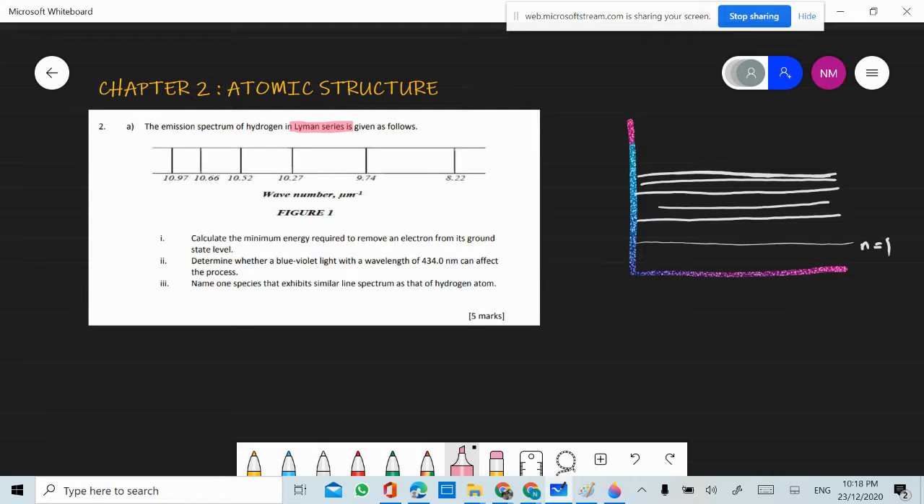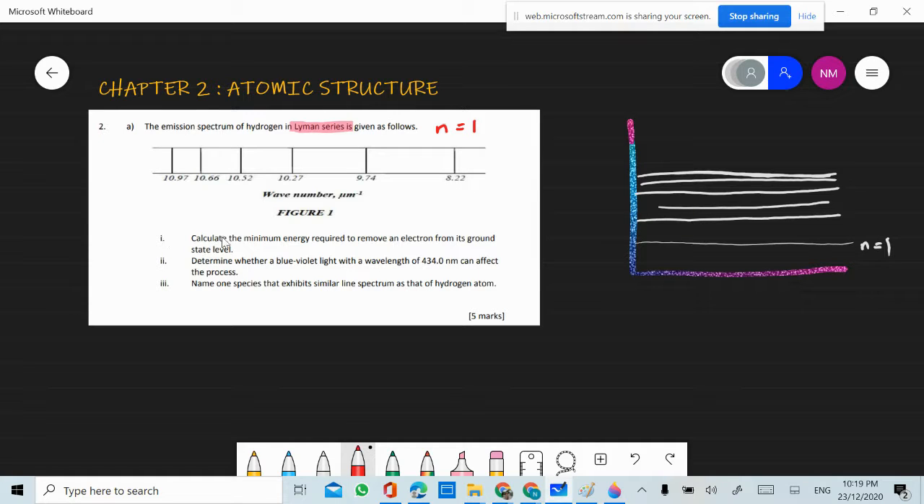And that should give you the clue that the final energy level to which the electron drops is n equals 1. Then it says these are the wave numbers, in per micrometer, from 10.97 up until 8.22.